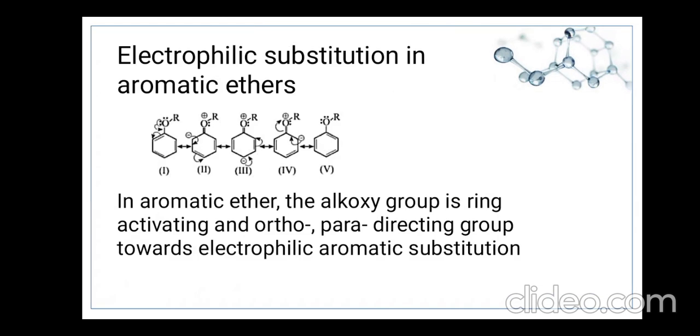Now the next is electrophilic substitution in aromatic ether. In aromatic ether, the alkoxy group is ring activating and ortho para directing group towards electrophilic aromatic substitution. Here students, we can see the resonating structure. Now here the +R effect of the OR group results in increasing the electron density at para and ortho positions.